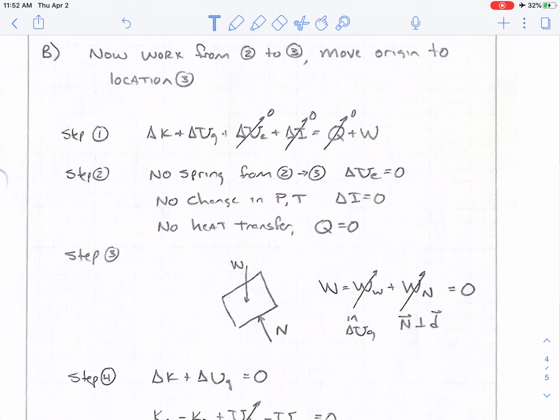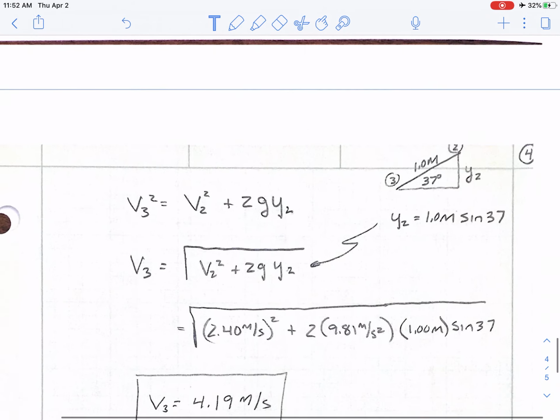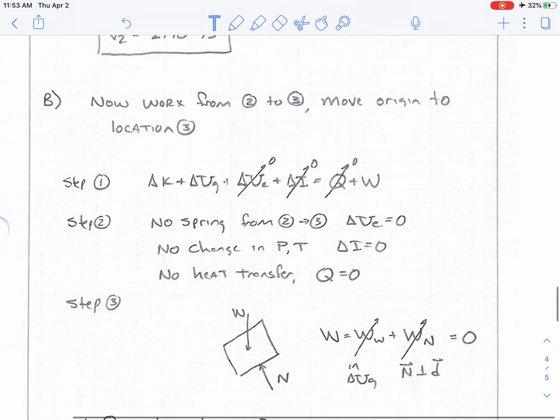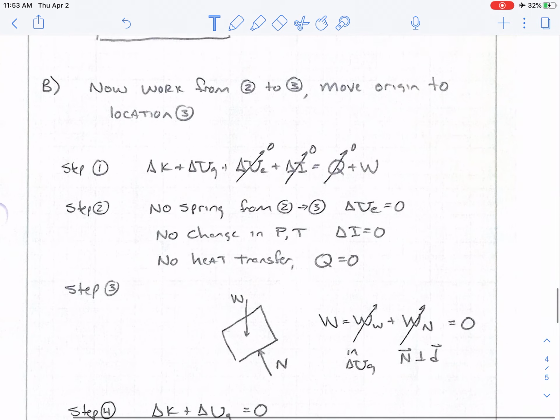Okay, so for part B, now we're choosing point 2 to 3, because we have everything for point 2 as well. You can choose this way, or you can choose it from 1 to 3. Either way should work as long as you do it right. And so we are trying to find the speed at point 3, right? That's what we are trying to get.